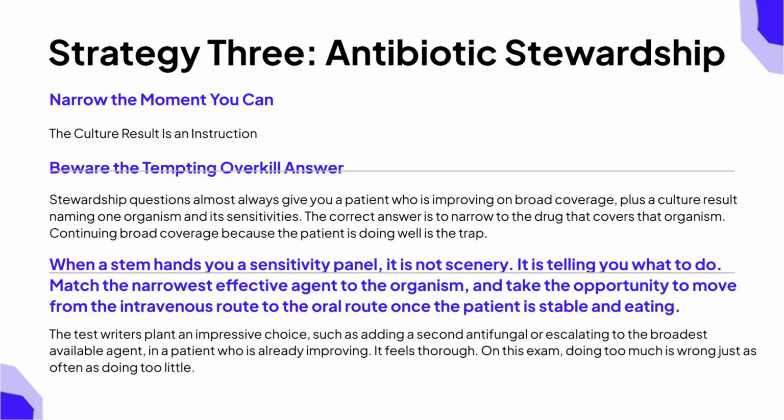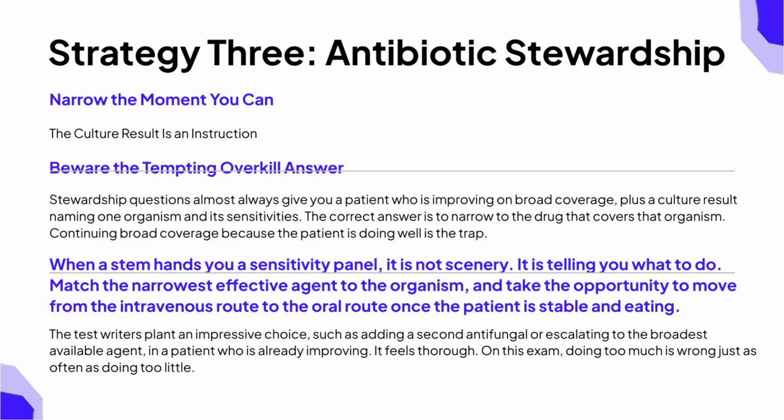First, narrow the moment you can. These questions have one setup. A patient is improving on broad coverage, and a culture returns naming one organism with its sensitivities. The answer is to narrow to the drug covering that organism. The trap is the choice that continues broad coverage precisely because the patient is doing well.